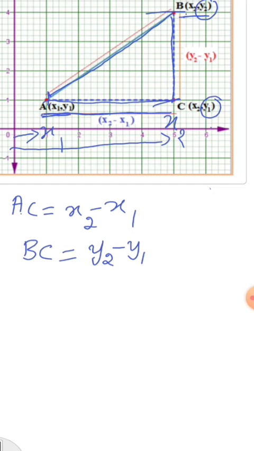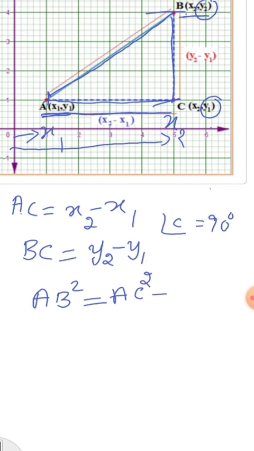Now ABC is a right angle triangle, right angled at C, it means that angle C is equal to 90 degrees. You can apply the Pythagoras theorem. As per the Pythagoras theorem, the square on the hypotenuse, that's AB square, is equal to the sum of the squares on the other two sides, that's AC square plus BC square.